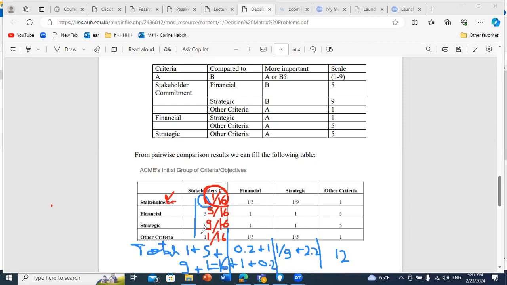Okay, now a second weight can be calculated here, and this weight will be this number over the total. So here the total will be 1.2 plus 1.2, 2.4. Okay, so you will divide all numbers of this column by 2.4. So it's 0.2 over 2.4.